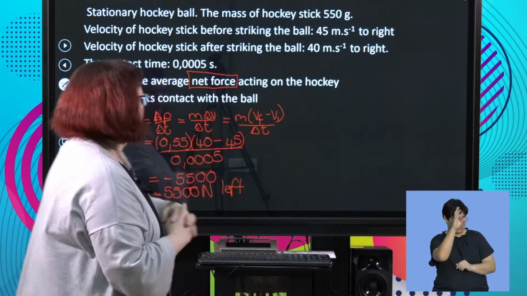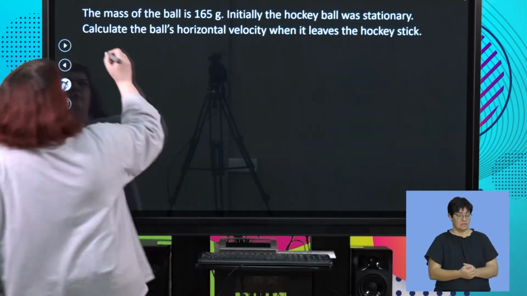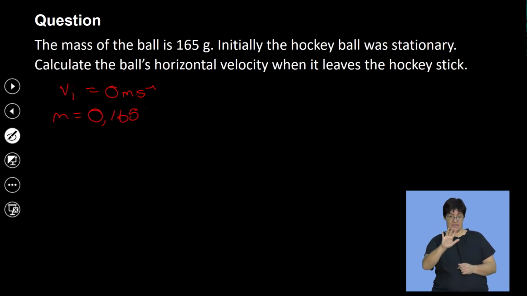This is important, okay? Now, why was it important? The mass of the ball is 165 grams. That's the average mass of a hockey ball. Initially, the hockey ball was stationary. They want you to calculate the ball's horizontal velocity when it leaves the hockey stick. Now we've got to be careful. We know that initial velocity is 0. My mass is in kilograms, 0.165. They want final velocity.